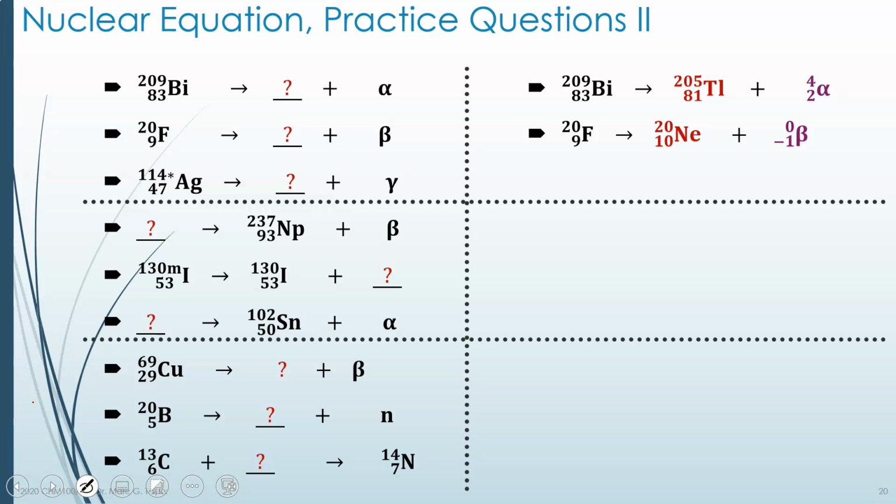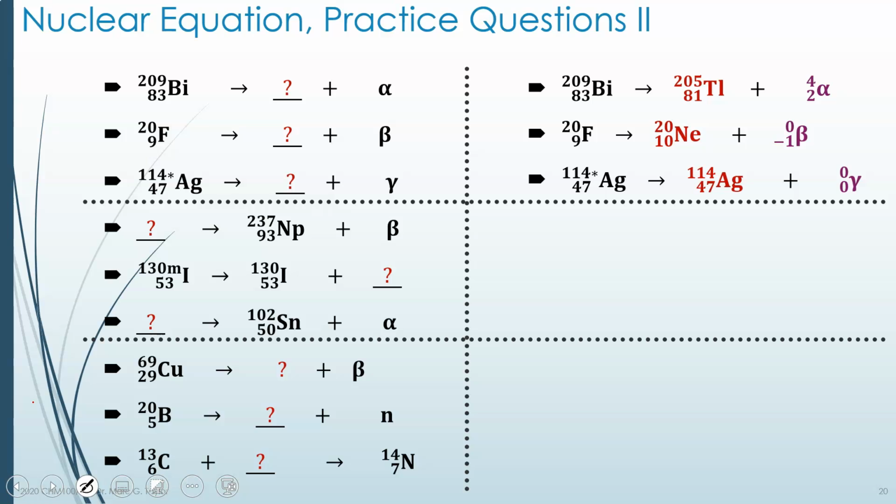Let's look at the third example. You have silver, Ag-114 star, undergoes a gamma decay. Well, gamma decays are very easy. You just get rid of the star or the M or the M1 or the M2 and just relax it to the more stable version of the exact same isotope. So it's still silver-114. It's just a more stable form of it. So we just write silver, Ag, with 114 on the top, 47 on the bottom.